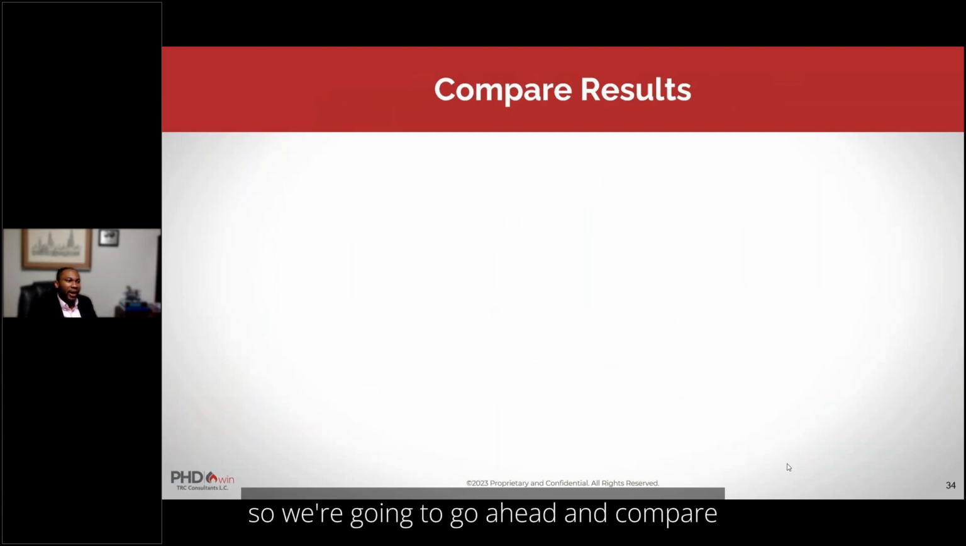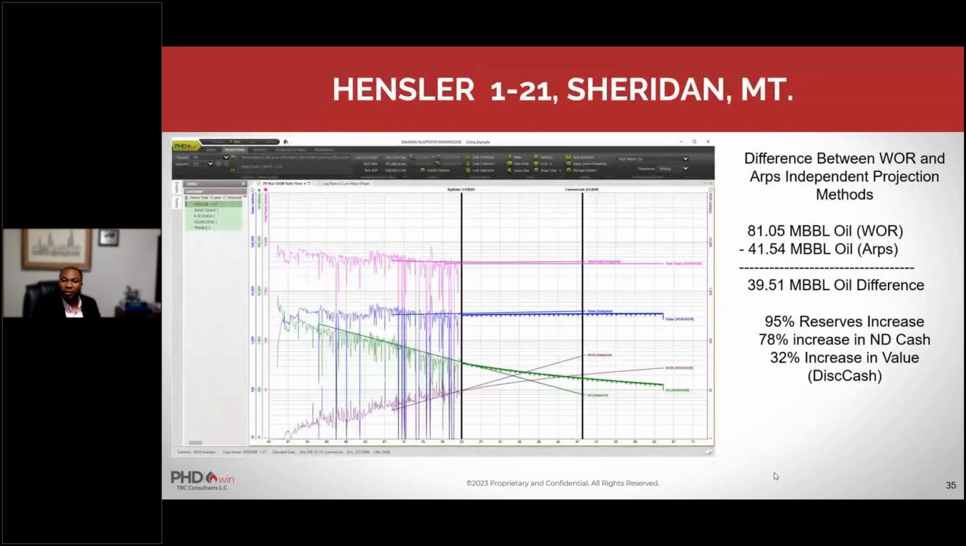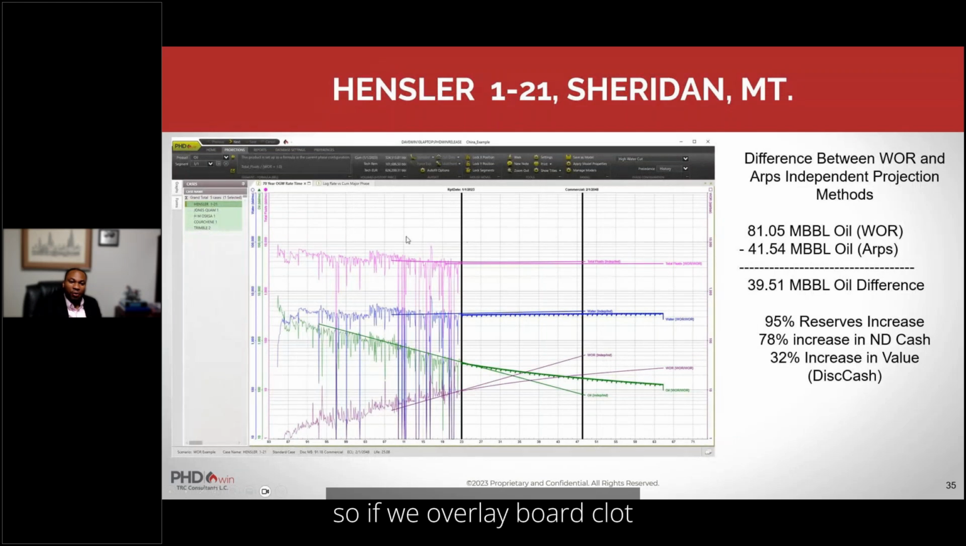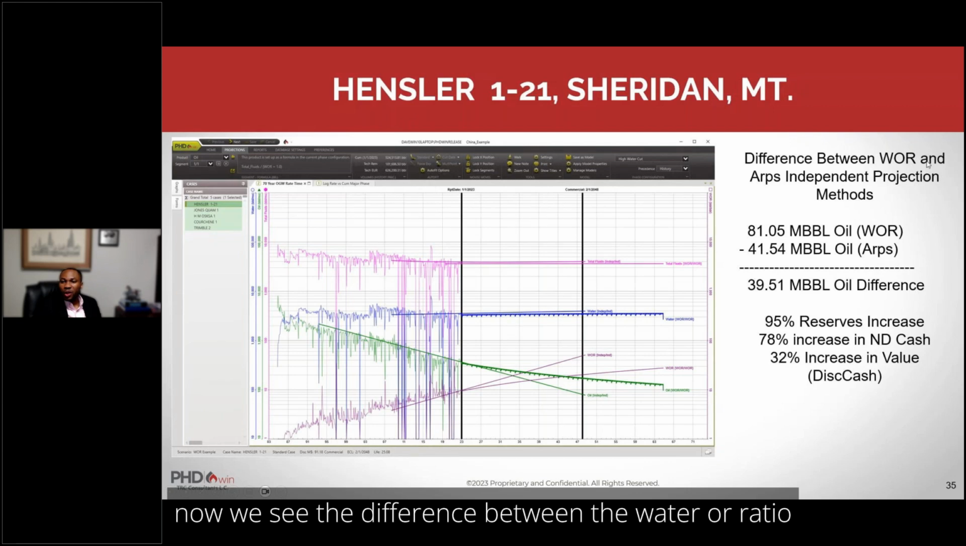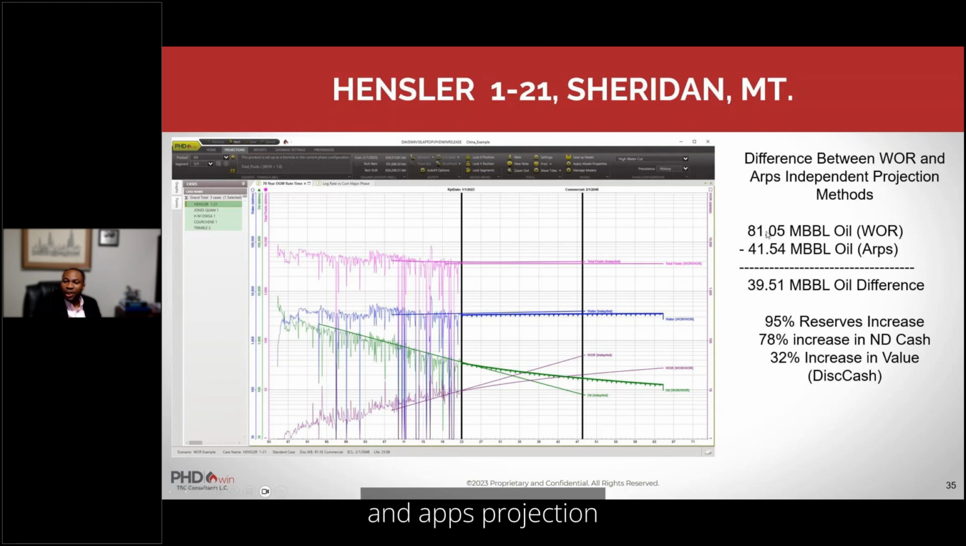So we're going to compare the results of using the Arps decline model and the water oil ratio versus cumulative oil plot. If we overlay both plots, you see the differences in projection. You can see that on the curve. Now we see the difference between the water oil ratio and Arps projection.